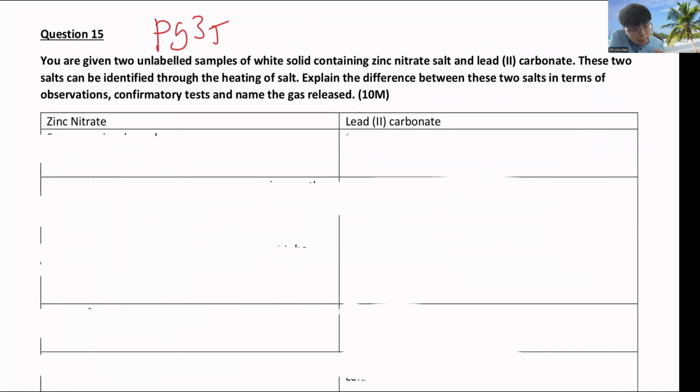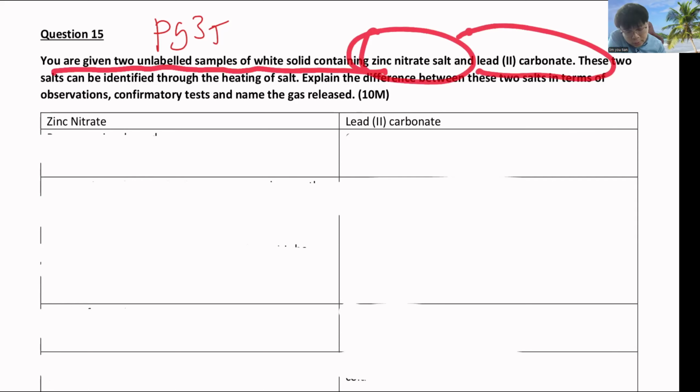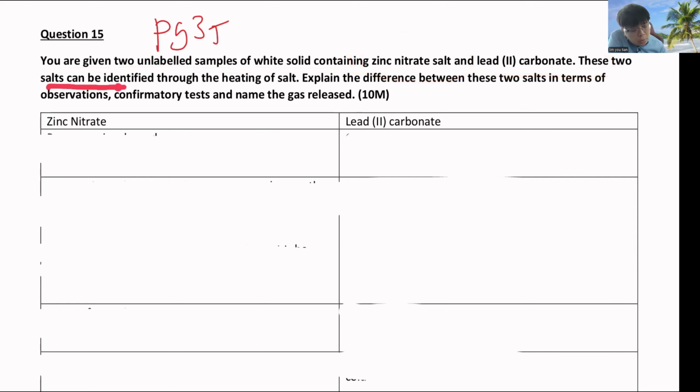Very simple one. They will say that you are given two unlabeled samples of white solid that contain zinc nitrate and lead(II) carbonate. Those two salts can be identified through heating salt. Explain the difference between these two salts in terms of what they want: observation, confirmation test, and name of the gas released. It's a very simple question. If it comes out, you get very high marks.